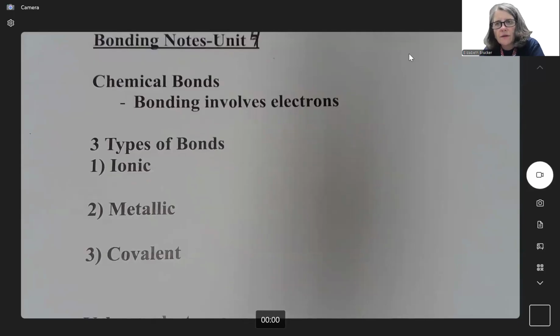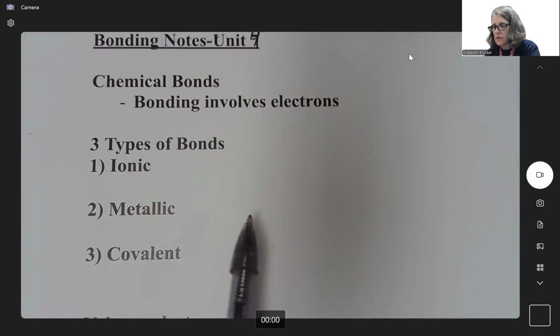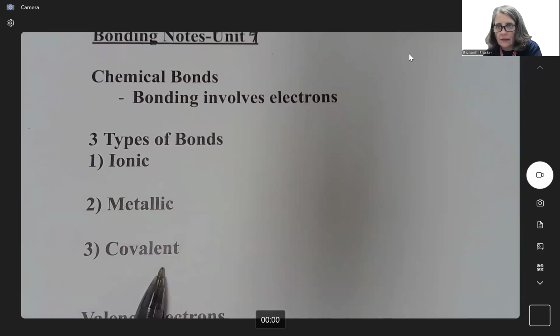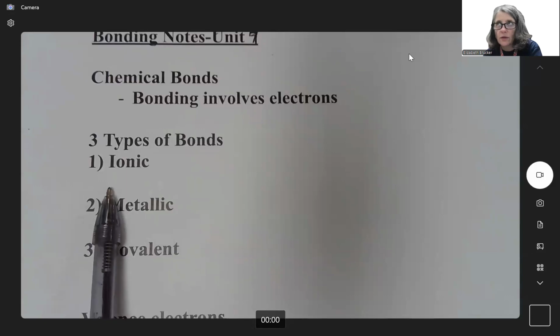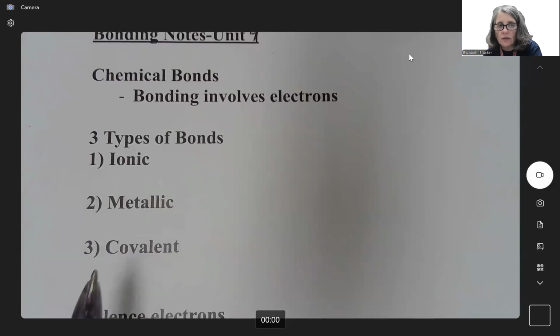So this video is going to focus on some initial notes on bonding and also how we make ionic bonds. This is going into our bonding unit. Realize that chemical bonds involve electrons. For this unit, we are going to talk about three different kinds of bonds: ionic bonds, metallic bonds, and covalent. We've talked a little bit about metallic before, and we've written some ionic formulas. So the one we're going to spend the most time on is going to be covalent bonds.